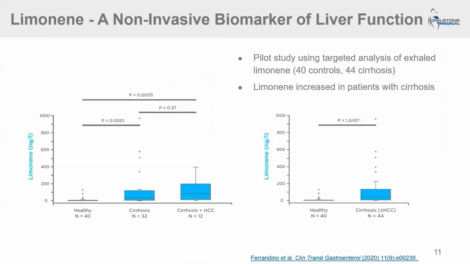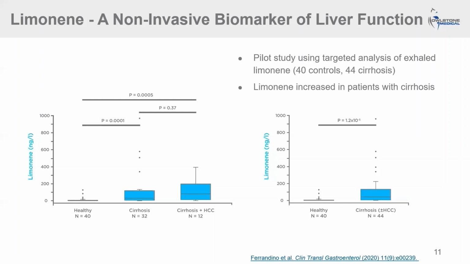We next wanted to know whether the presence of liver cancer has an influence on breath limonene levels in patients with cirrhosis. For this, we separated cirrhotic patients by liver cancer status. That is, those patients with only cirrhosis versus patients with cirrhosis complicated by hepatocellular carcinoma. It's important to note that the two disease groups were matched for several parameters, including age, gender, and the severity of liver cirrhosis.